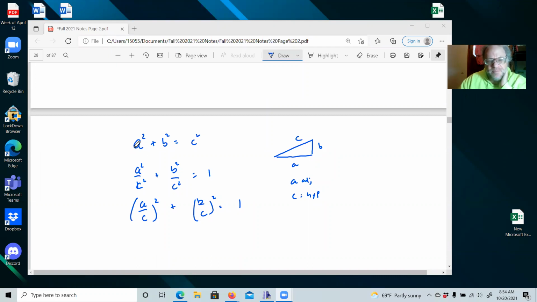So sorry about that. So we started off with the Pythagorean theorem. We divided everybody by c squared. So that's where the a squared over c squared, b squared over c squared is equal to 1 comes from. And all I did was move the squared to the outside, on the outside of the ratio rather than on the inside of the ratio.